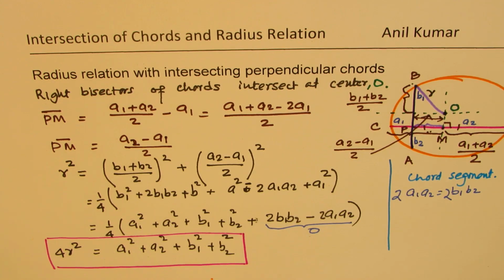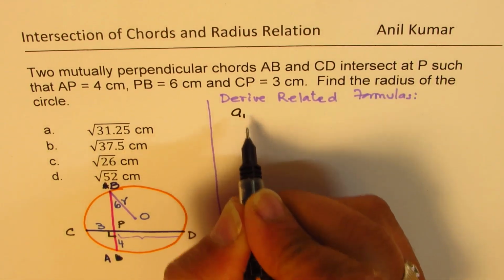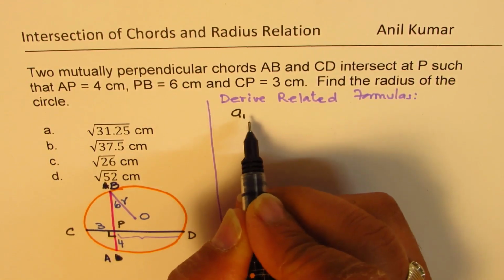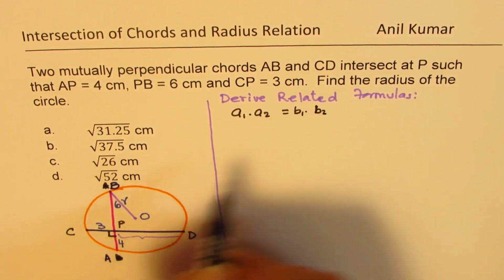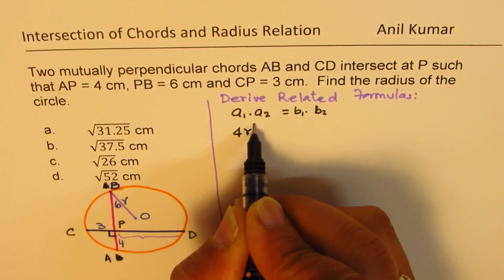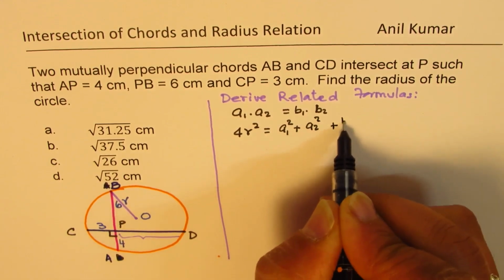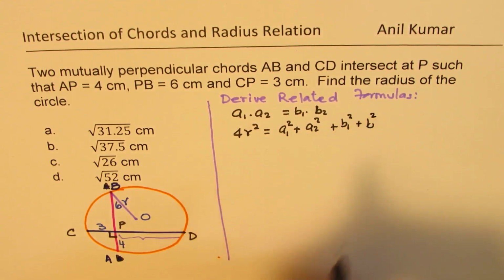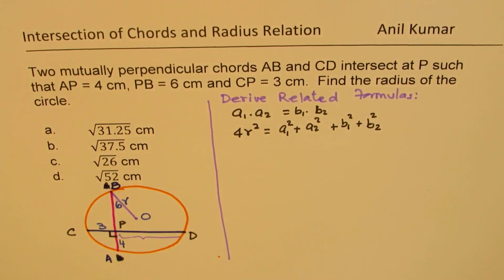Correct? Now let's really solve our question. Clear? So basically we derived 2 formulas. One was relating the chord segments, a1 a2 equals b1 b2, correct? Second, we said 4 times r square is equal to a1 square plus a2 square plus b1 square plus b2 square. So you have to remember these formulas to solve any multiple choice questions based on this concept, right? Then it is very fast to do. Now let's look into this. So we basically need to find what PD is.